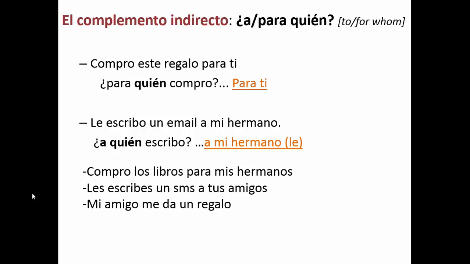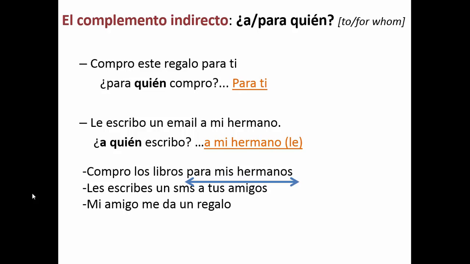Here are some more examples of sentences that have indirect objects and indirect object pronouns in them. Compró los libros para mis hermanos. I buy the books for my brothers. I buy what? Books. For whom? For my brothers. Para mis hermanos is the indirect object in the sentence.